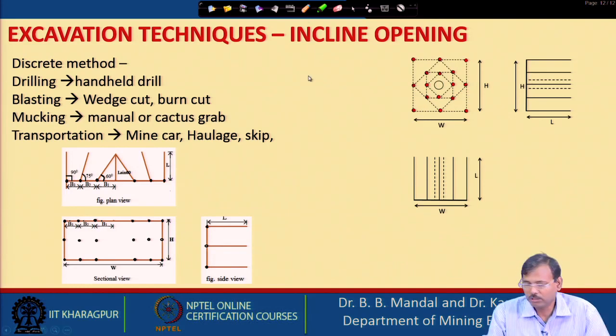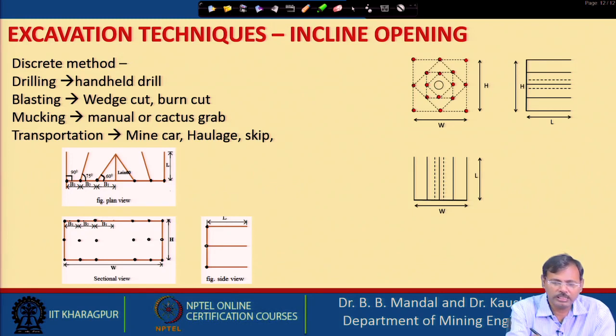So, this is the excavation towards the bottom side. That is why whatever drilling has to be carried out, this drilling has to be carried out at an incline angle towards the floor, and that is why there are different possible drilling patterns that can be carried out.